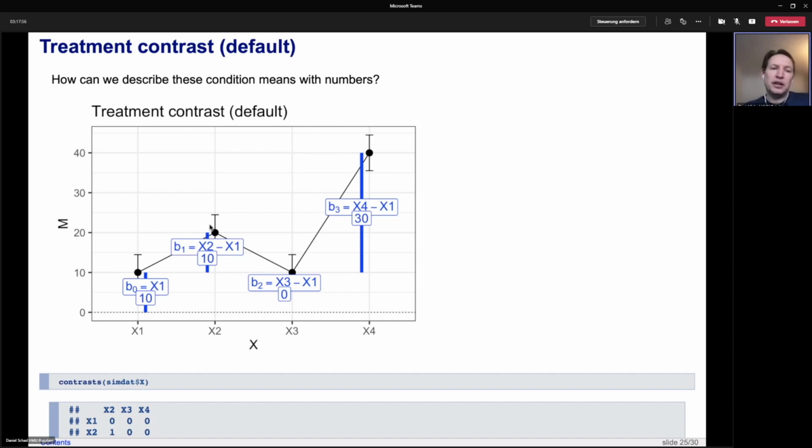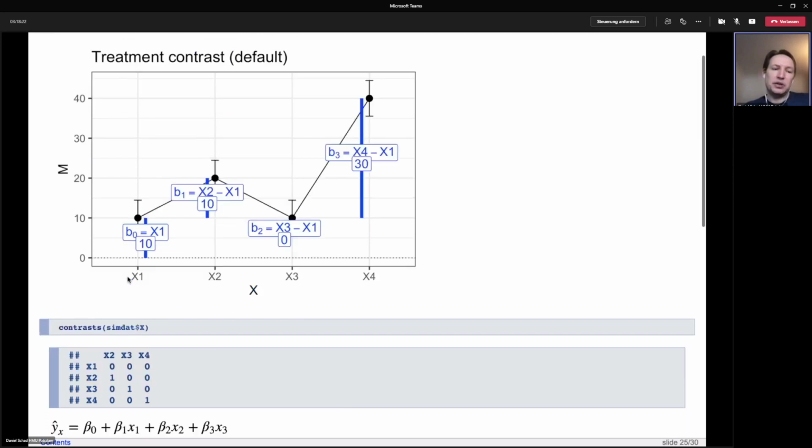So beta B1 estimates the difference between x2 and x1. B2 estimates how x3 differs from x1, and for the last condition x4, the coefficient B3 again estimates the difference between this last condition mean and the baseline level. So every single condition mean is compared to the baseline level in the treatment contrast.